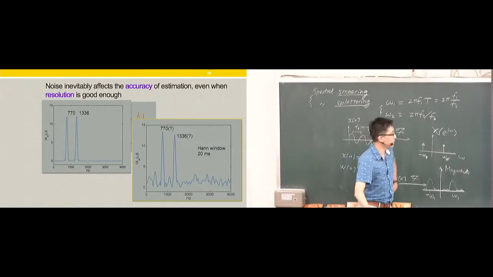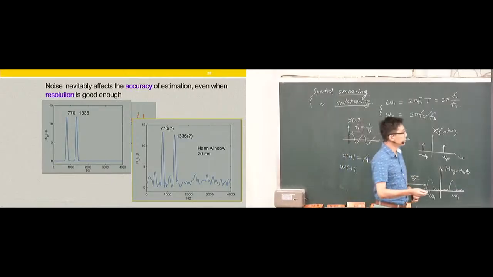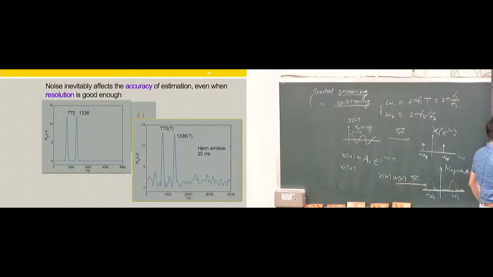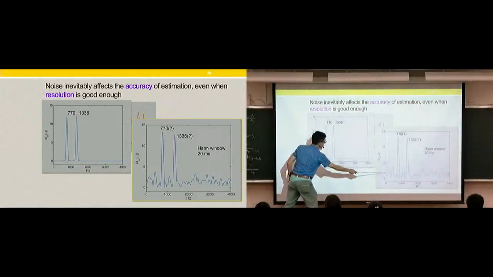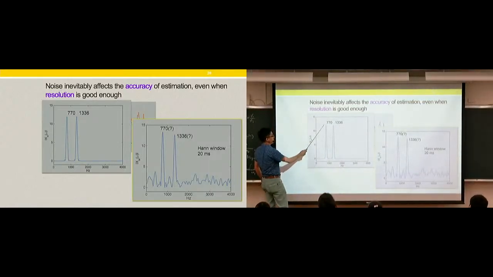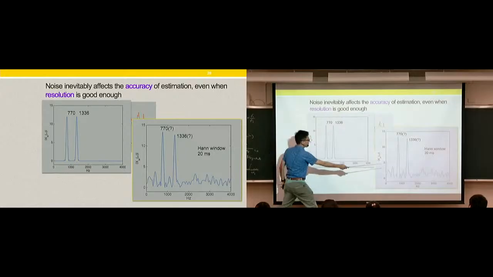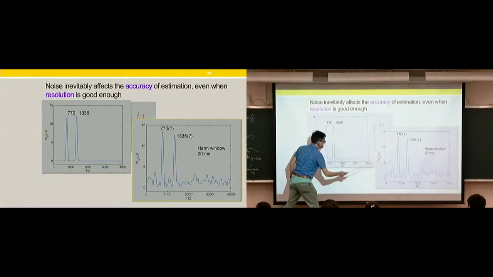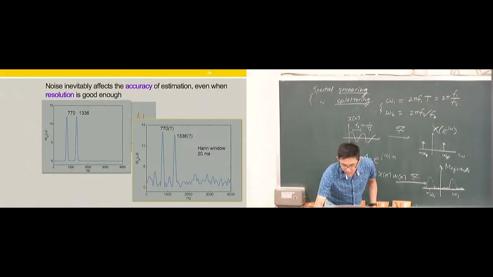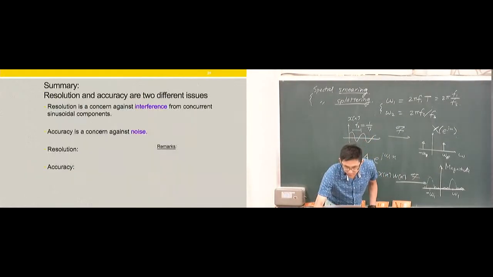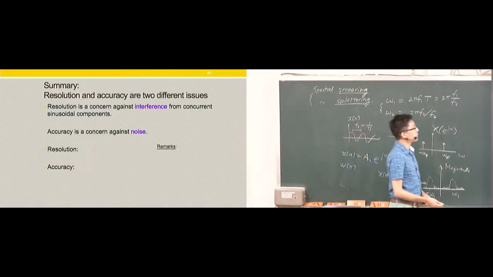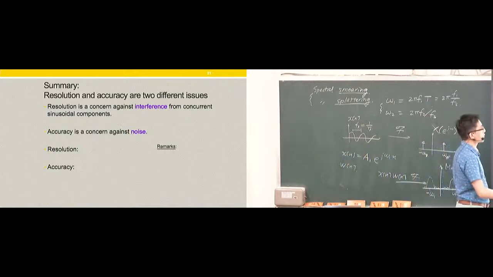Anyway, this is to compare before and after adding noise. Hann window, 20 milliseconds, before noise, after noise. So they look really different. So a bit of summary: resolution is a concern against interference from concurrent sinusoidal components, but accuracy is a concern against noise.